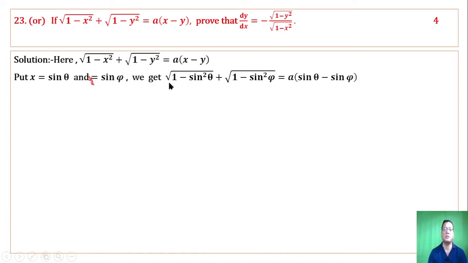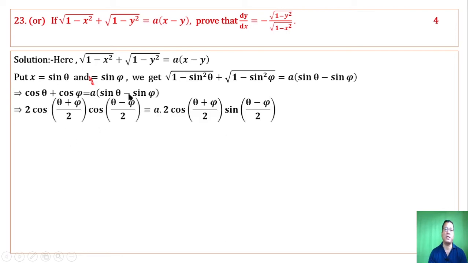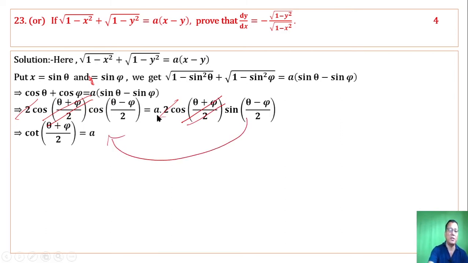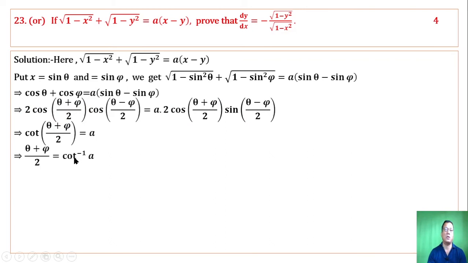We get this. Given expression becomes this. For this we have cos theta, for this we have cos phi. Using the sine formula, we get this. Then we get theta plus phi equal to this. Theta's original value is sin inverse x, and phi's is sin inverse y.